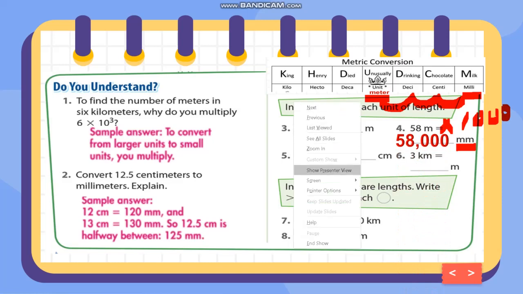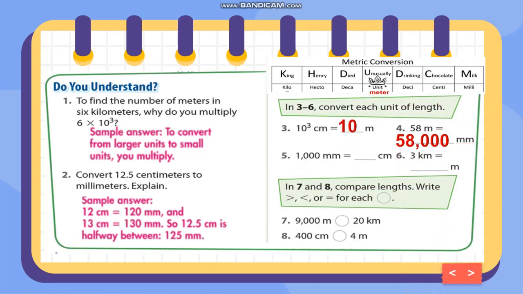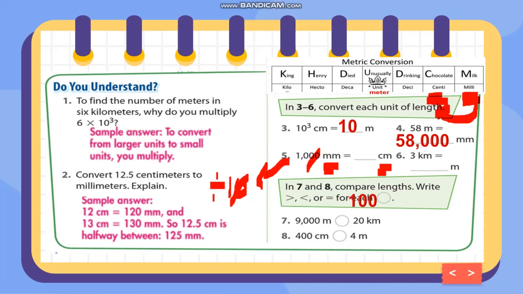Another example, we have 1000 millimeter. From millimeter to centimeter. This is your millimeter and this is your centimeter. So from milli to centimeter, from a smaller unit to larger unit, that is divide. Then divide by how many? That is only 10. So divided by 10. So if I'm going to divide 1000 divided by 10, I have 1 zero to cancel. So 100 divided by 1 now, it's equivalent to 100 centimeter.